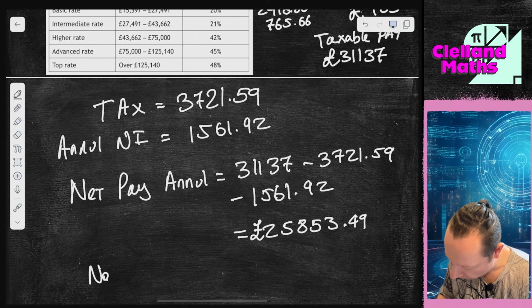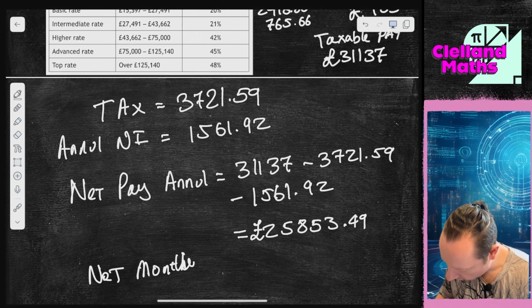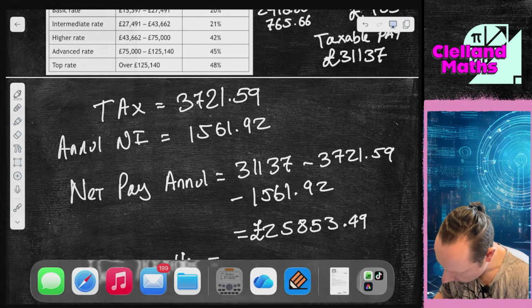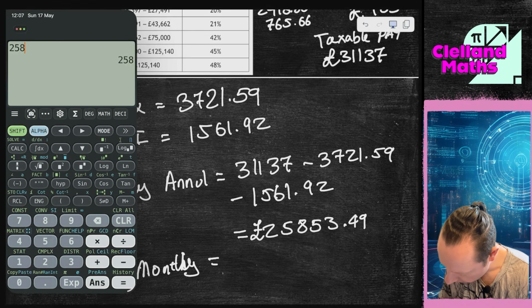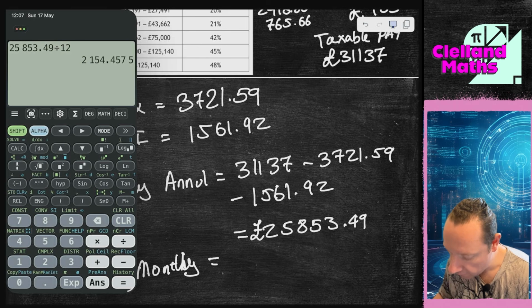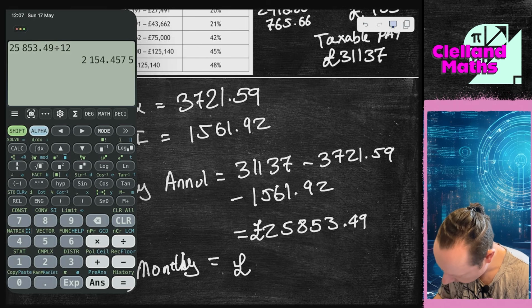So that means the net monthly is that divided by 12. $2154.46.